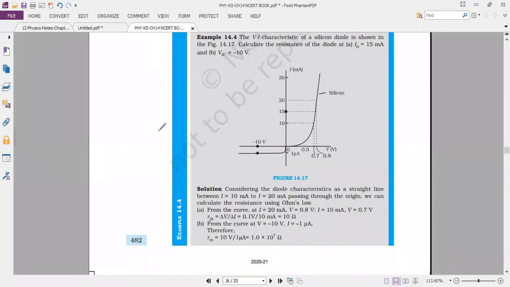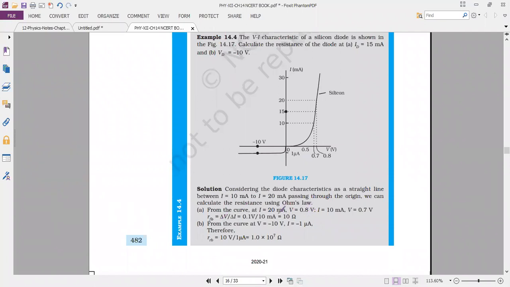Okay. So next one, the example, the VA characteristics of silicon diode in the figure. Calculate the resistance of the diode at ID equal to 15 milliampere and the VD equal to minus 10 volt. Based on the graph, you should take the reading. First one, they are asking ID 50 milliampere. Now, the current value 20 milliampere, V value 0.8.